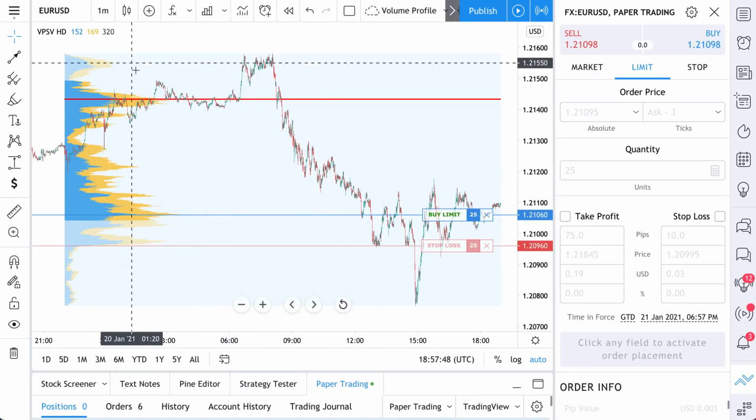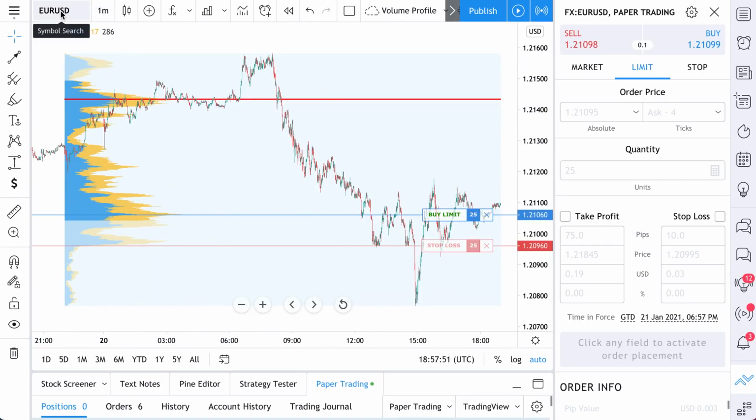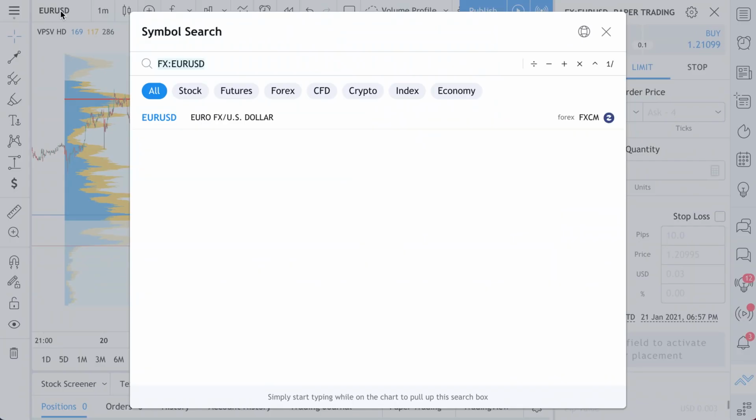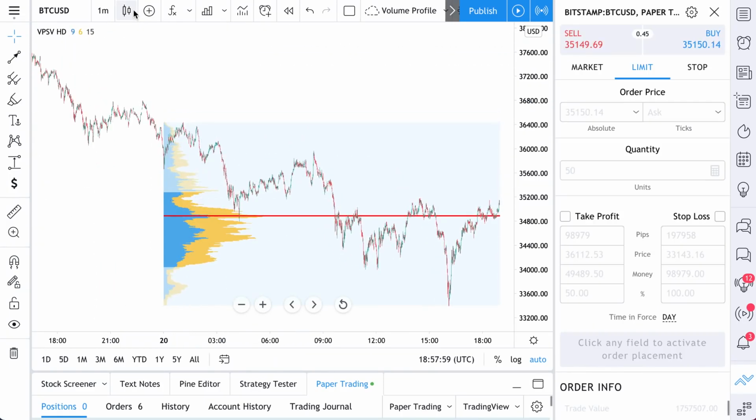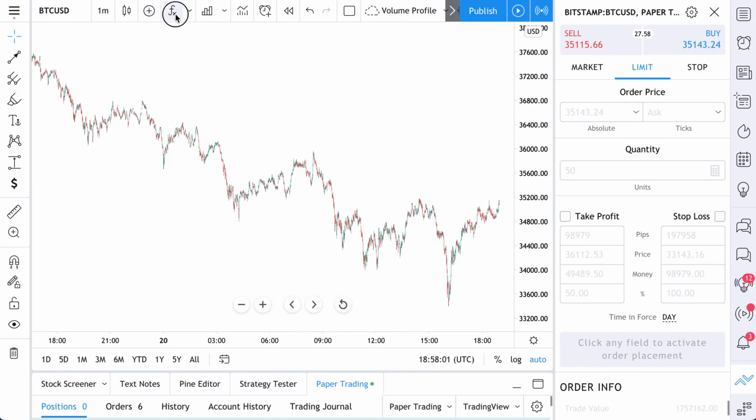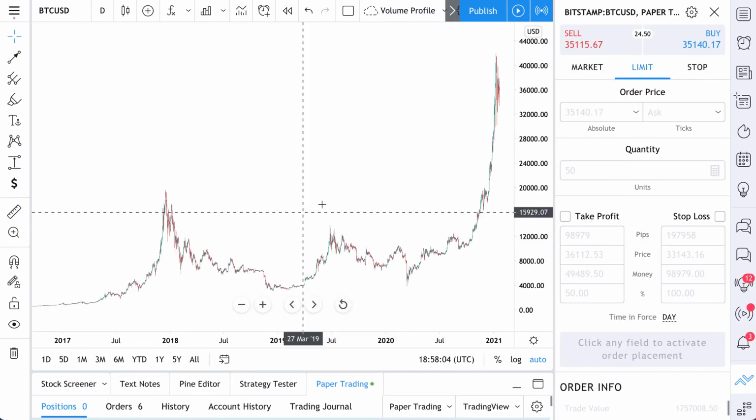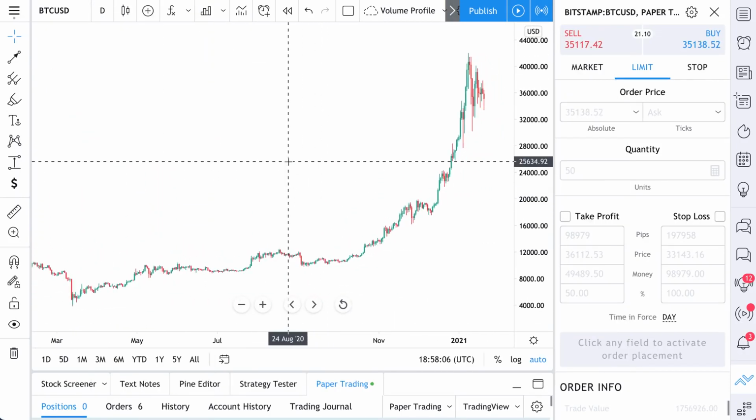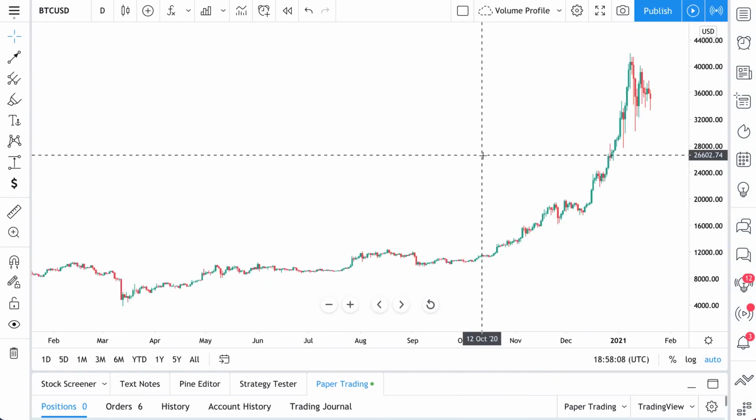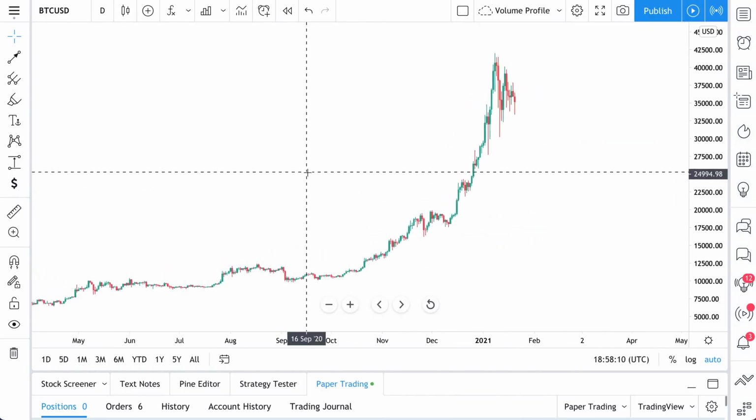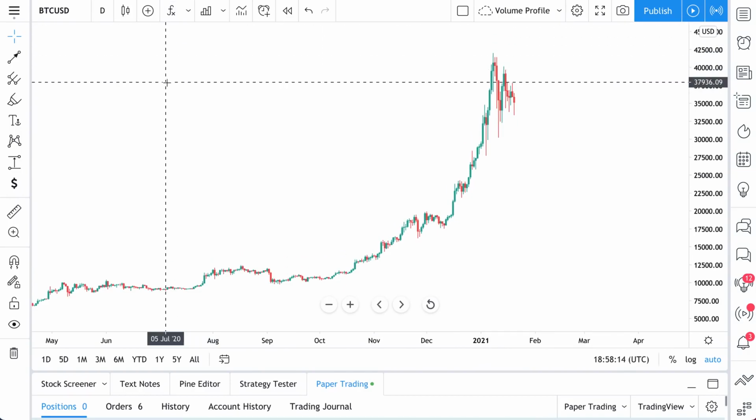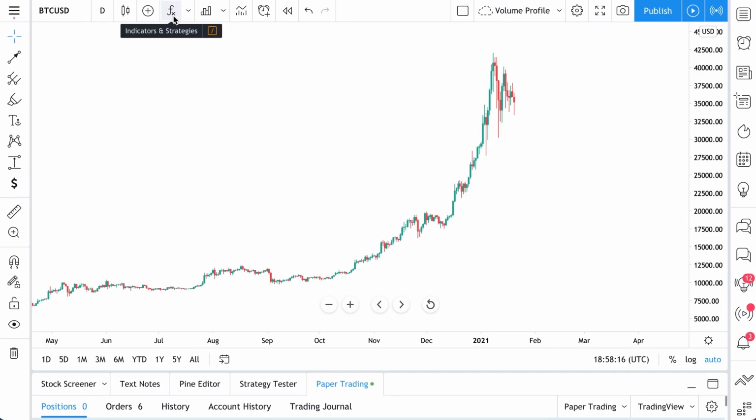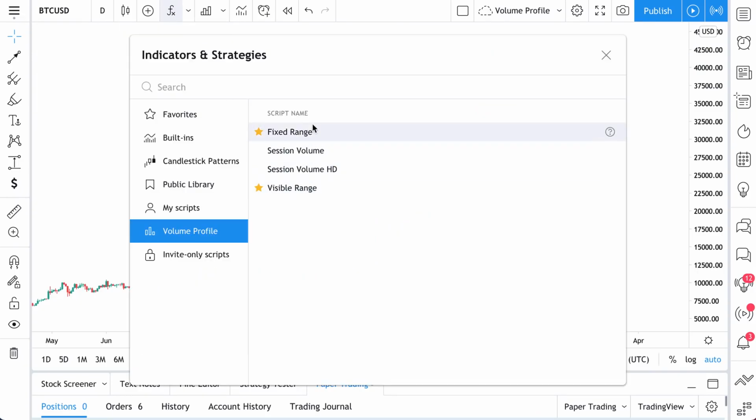Now, let's move on to something interesting, which is using the volume profile to not only trade, but also to analyze markets, share facts, and be more knowledgeable. So we've opened up a chart of Bitcoin, BTC USD, and let's say we don't want to trade, we just want to analyze price and share some facts with friends or colleagues. You can use the volume profile to do that.